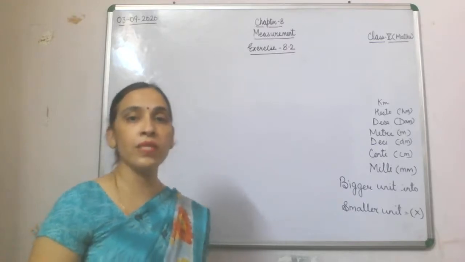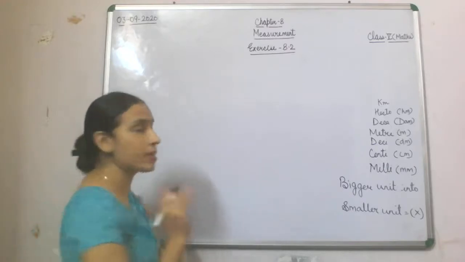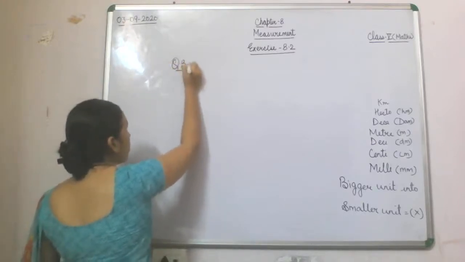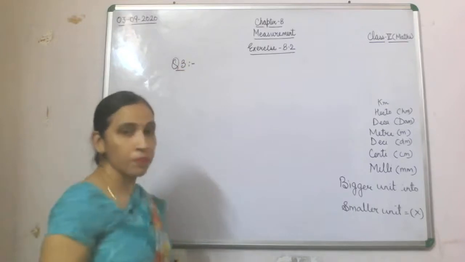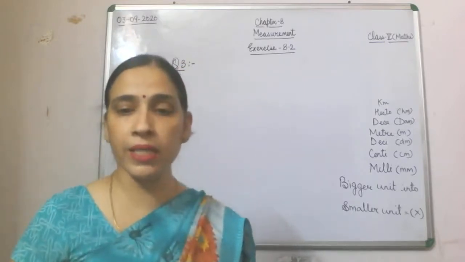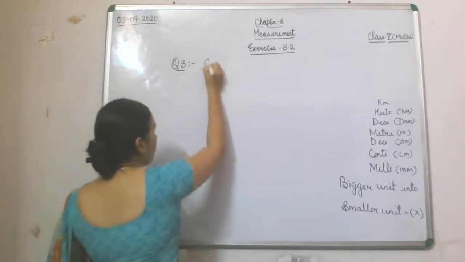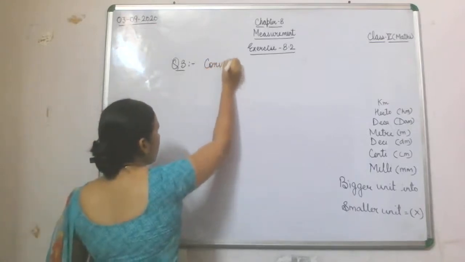So today we will start with question number 3 of exercise 8.2, which I have already written on the board. Now what is question number 3? Question number 3 is convert into decimeter. Fine.